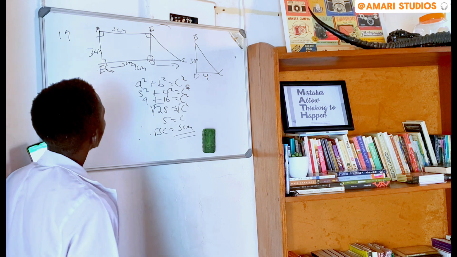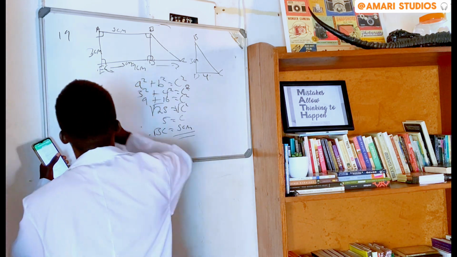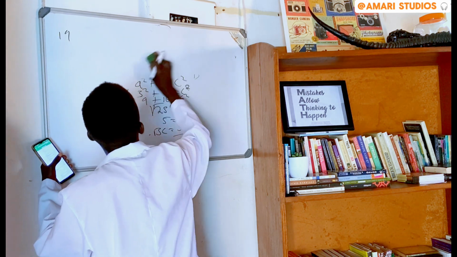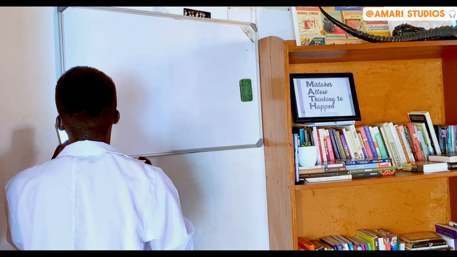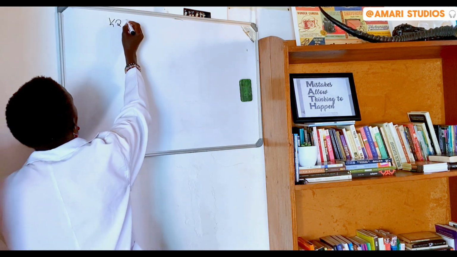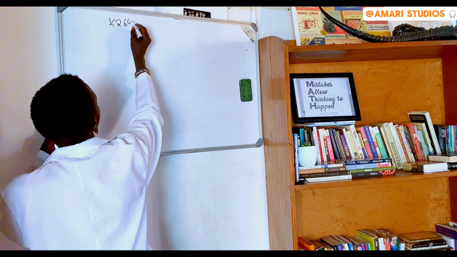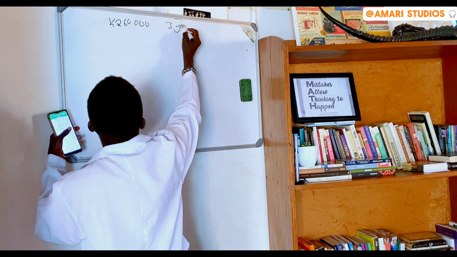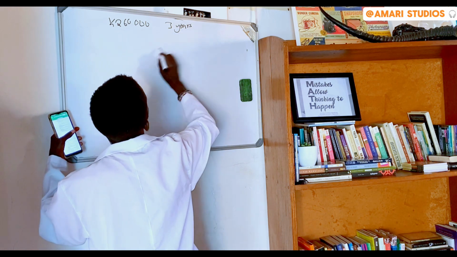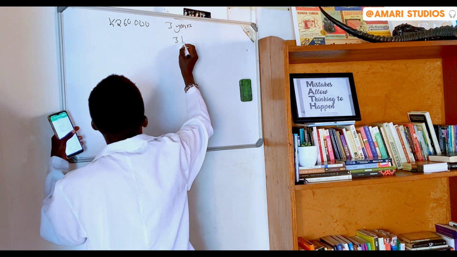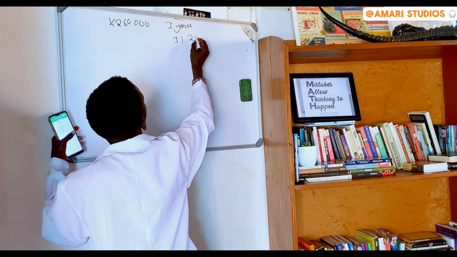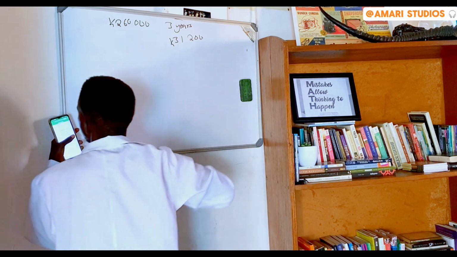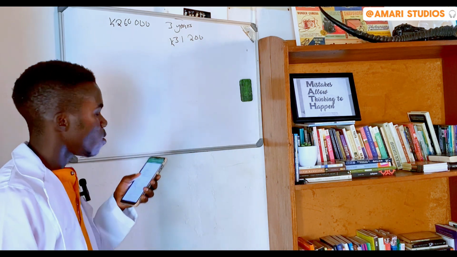Without wasting much of our time, we move on to the next question. The next question, that's question 20. Question 20 of section B is saying a lady invested 260,000 kwacha in a bank for 3 years and earned 31,200 kwacha as the simple interest. Calculate the rate of interest.